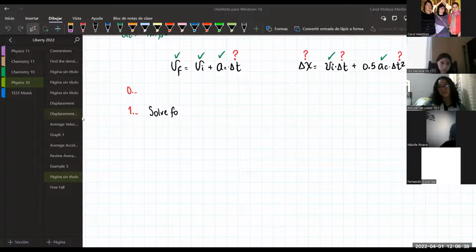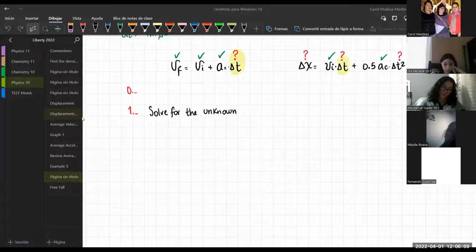Time and distance. Time and displacement, okay? Now, which one do I need to find first? Time or displacement? The time. Why the time? Because I need the time here, okay? And I need the time in the other side.